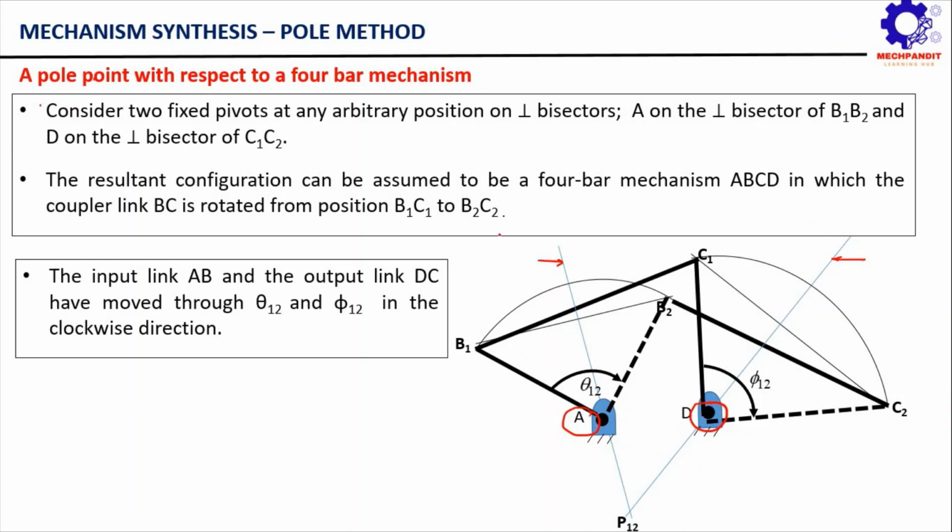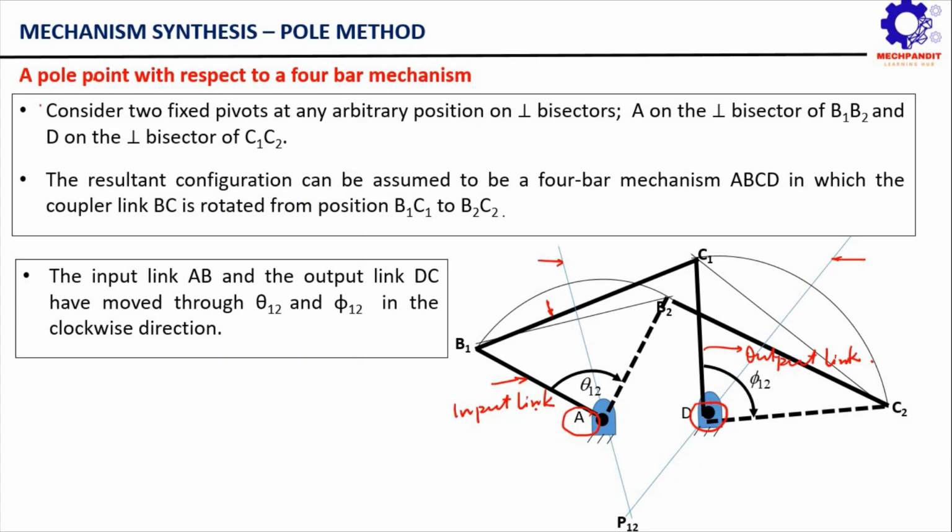Now this whole situation can be imagined as the 4-bar mechanism A, B1, C1, D moving from this particular position to another position A, B2, C2, D. Now you can see that as the 4-bar mechanism switches from one position to another, the input link moves through an angle theta 12 and the output link moves through an angle of phi 12. The input link here is the link AB and the output link is obviously the link CD.